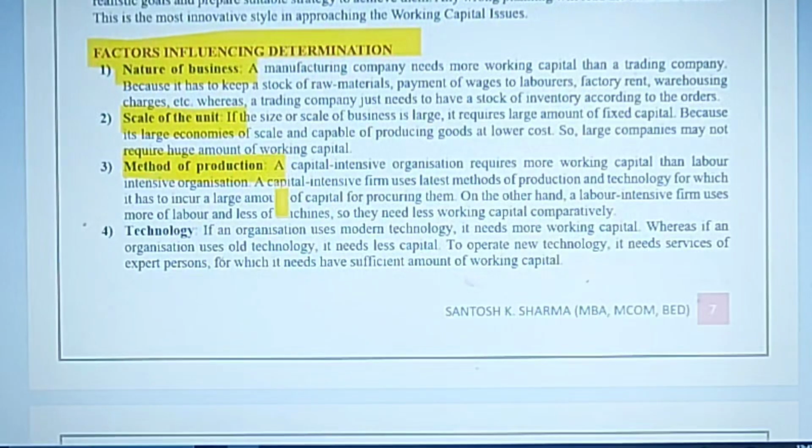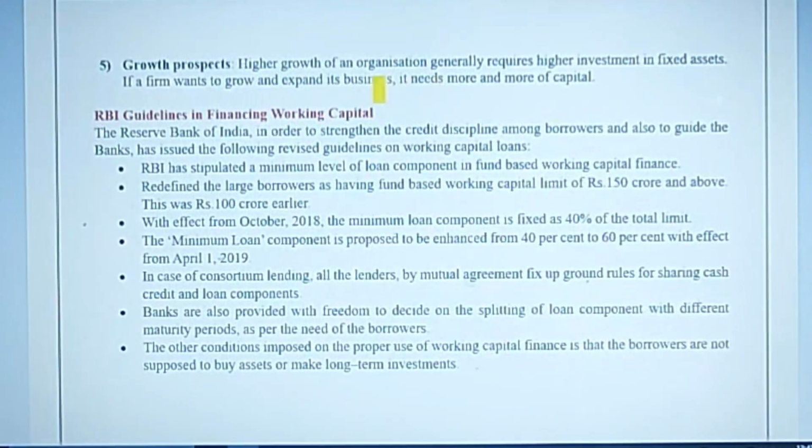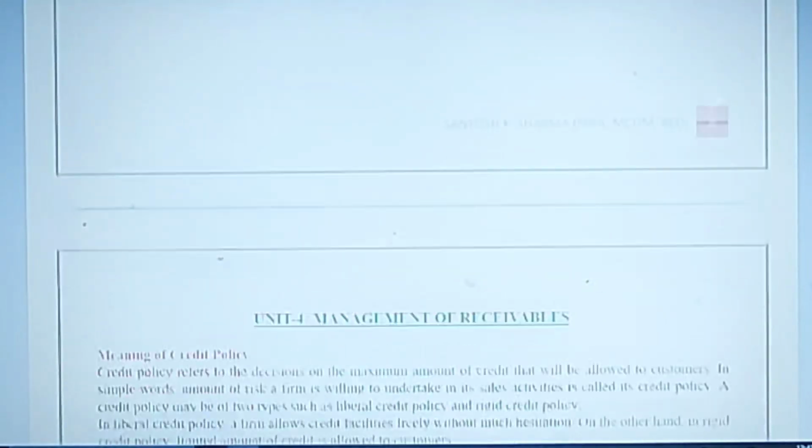What are the different methods of production that the company uses? How is the technology? What type of technology does it use, and what is the growth prospect of the company? You must revise this question also. The RBI guidelines in financing working capital management. So this is again a very important one.